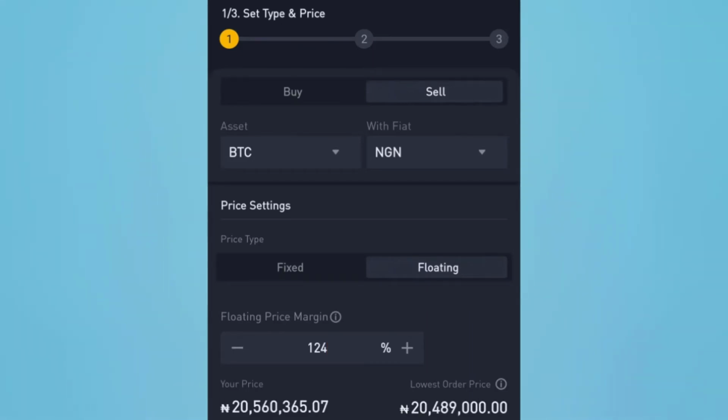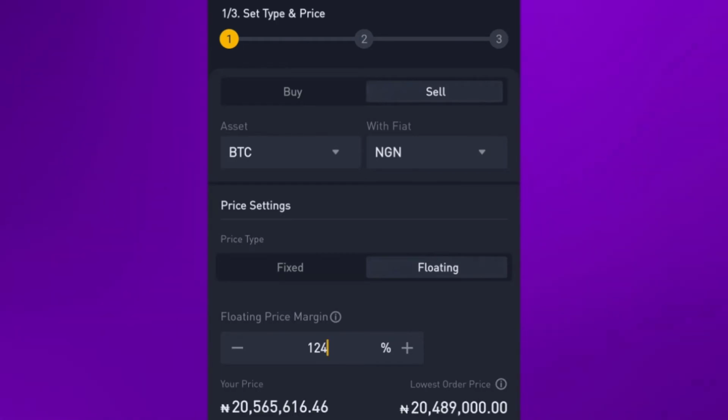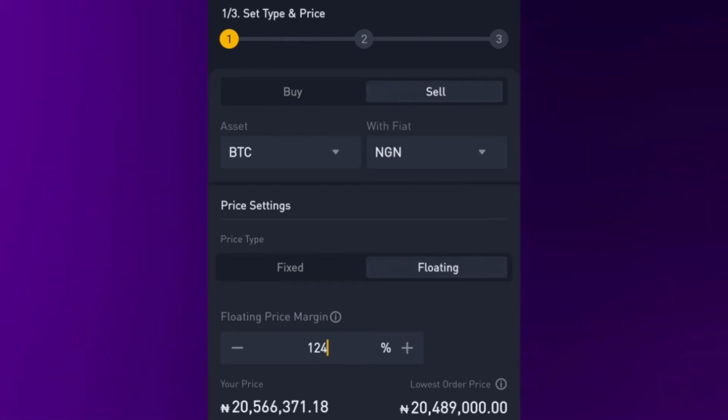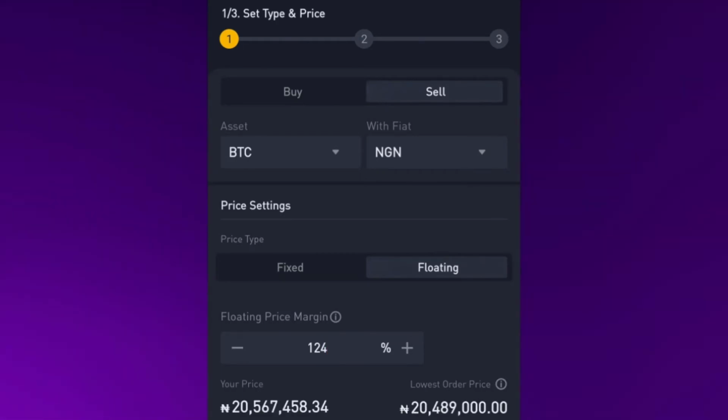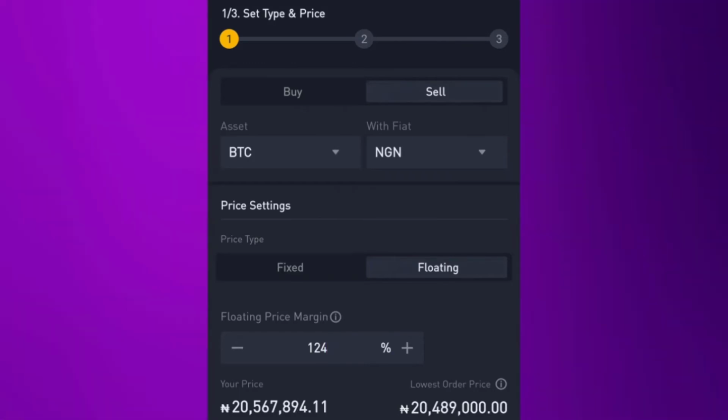If the market really goes down, you could end up still making a sale for 20,500,000. And if the market increases a lot from here, you can end up making a sale for 20,600,000 or 20,700,000, because the market has actually increased a lot.